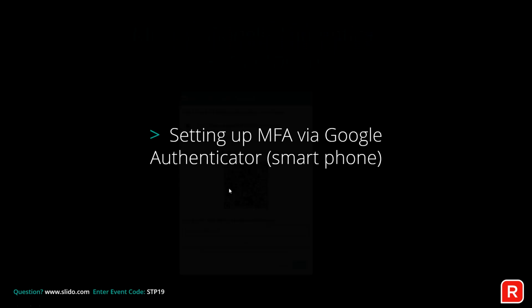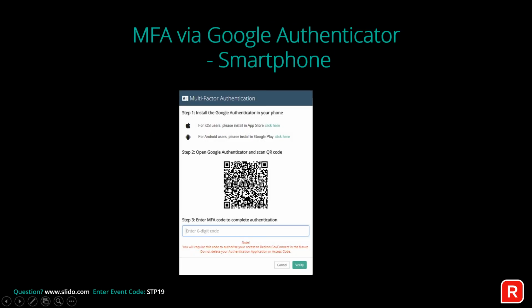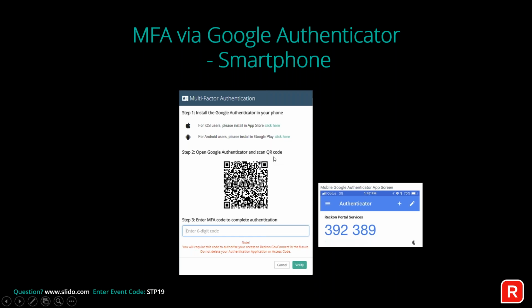With the Google Authenticator, firstly, you'll need to download the Google Authenticator app from your App Store, Google Play or the Apple Store. You'll get this screen here, and you'll just need to open the Google Authenticator to scan the QR code, and a number will be generated, which you can enter into the field and verify to finish.